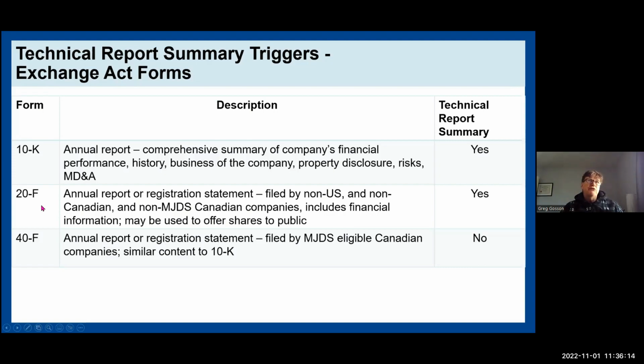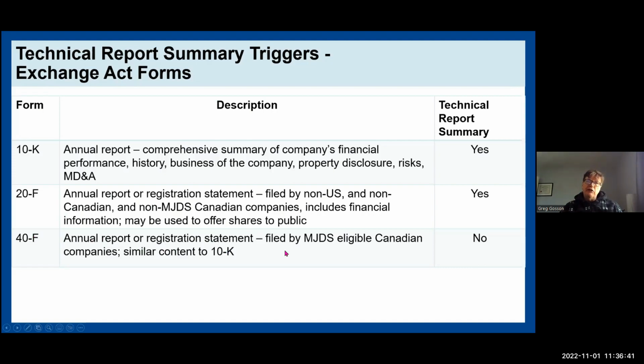20F, this is for a reporting foreign private issuer from outside of the US. You're not US based, you're not Canadian based, you're like Brazil for Vale, for Anglo American, South Africa or UK, BHP Billiton, Rio Tinto, Australia-based. They file 20Fs, which is their annual report, and that triggers a technical report summary.